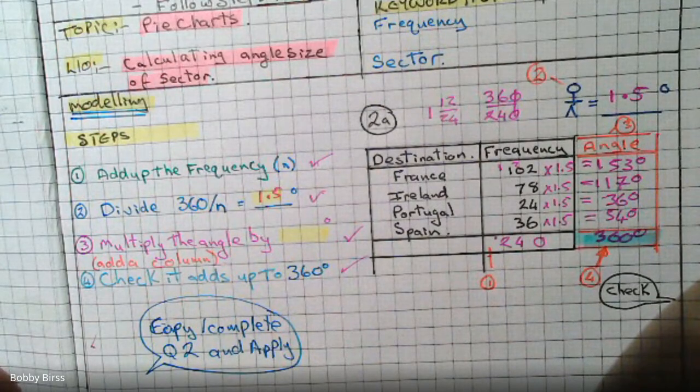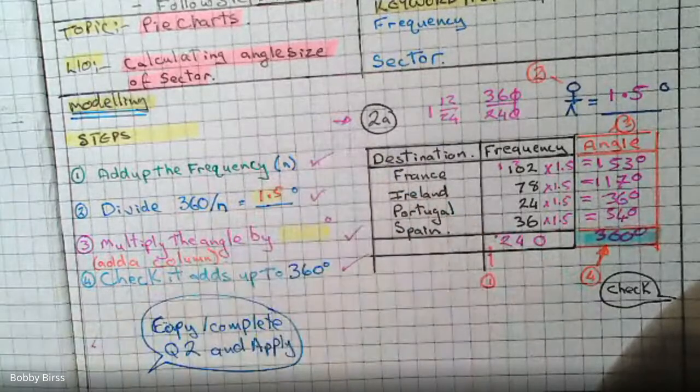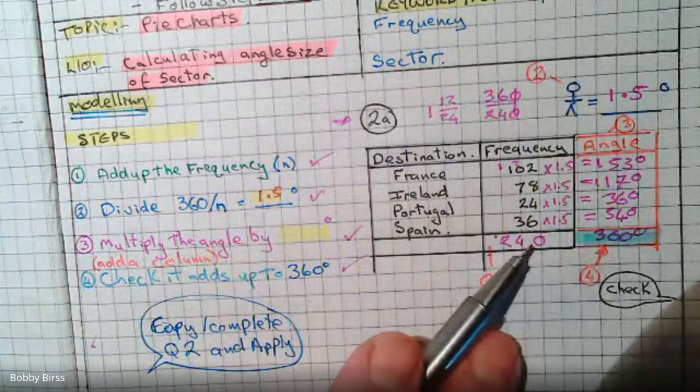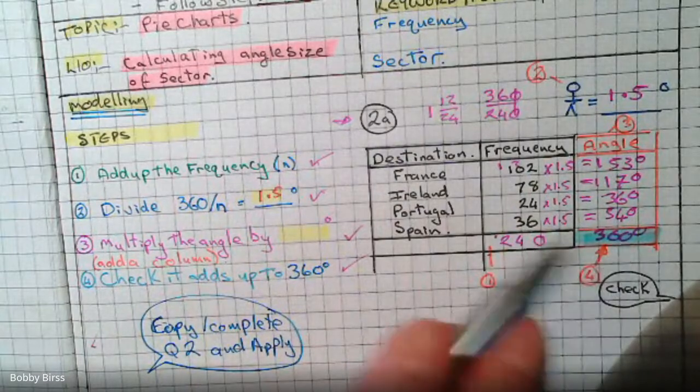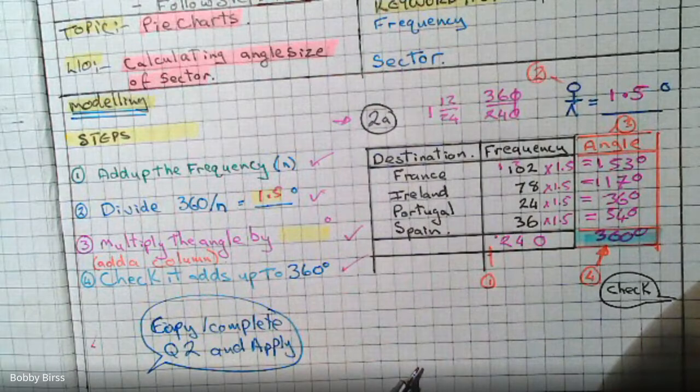The key thing is, we'll get you all to log off and go back to Show My Homework. If you can click on the worksheet part, that will take you to the Corbett Maths worksheet. I've just done question 2A, so if you want to double check and work your way through, that's how to set it out. We know there's 240 people, 1.5 degrees, and it should add up to 360. See if you can get the same thing yourself, and then do 2B, 2C. And if you can get onto some of the apply questions, that will be brilliant.